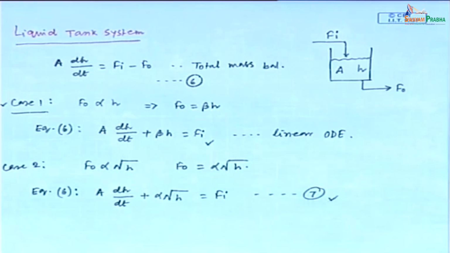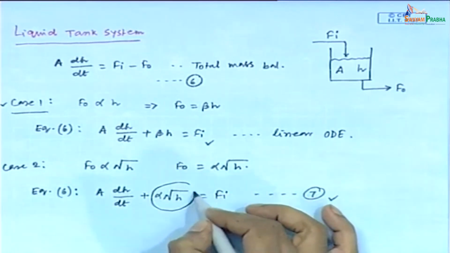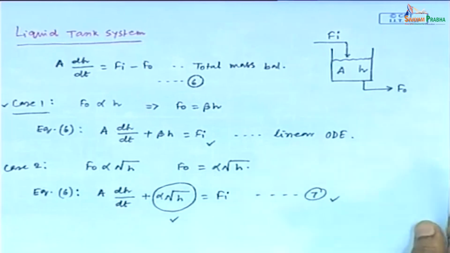This is not a linear ordinary differential equation. So, which nonlinear term is present in this equation? The nonlinear term is alpha root H. So, we will linearize this alpha root H term using the Taylor series expansion, and then we substitute that in equation 7.